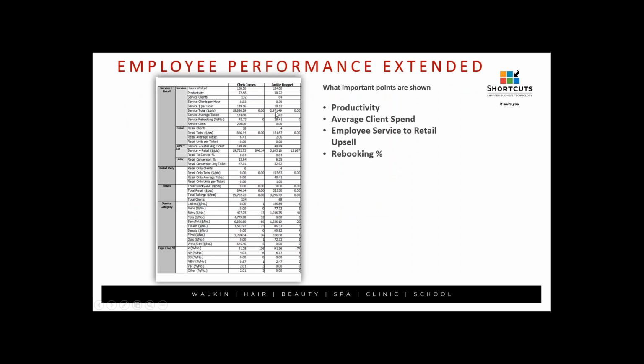Productivity is something that's really unique to this report. We'll see here on the second line, we've got productivity for Chris and Jackie. So what this means is Chris was 72.56% productive. Out of the 158.5 hours that he was scheduled to work, 72.56% of those were booked.